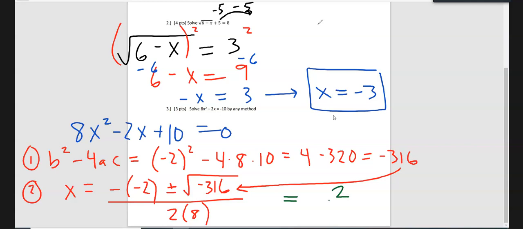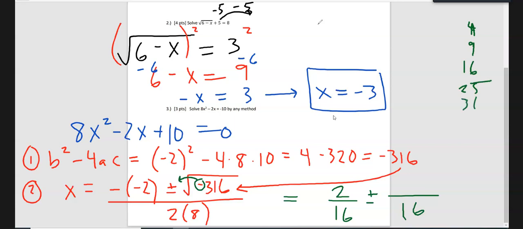So we've got 2 over 16 plus or minus, now the square root of negative 316. First of all, the negative is going to come out, so that's definitely i, but we've got to think about some of these perfect squares, like 4, 9, 16, 25, 36. So I'm just going to try 316 divided by 36. No way. 316 divided by 16. Nope, but we're getting warm. 316 divided by 4. Yes, and it's 79 times.